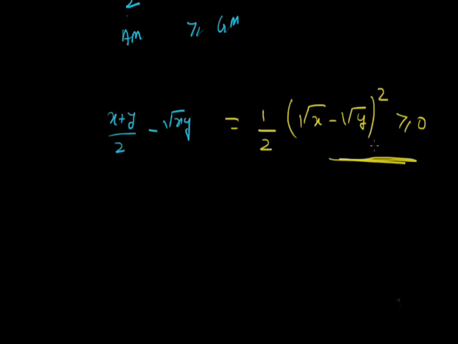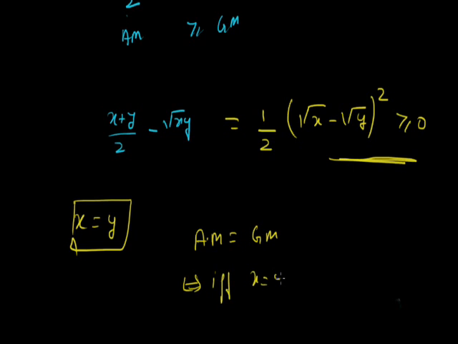Now the important thing is that equality holds only if x is equal to y. Or you can say arithmetic mean equals geometric mean if and only if x is equal to y. If x is equal to y, we can say the arithmetic mean is equal to the geometric mean, and vice versa. So whenever we get the square root of xy equal to (x plus y) by 2, it means x is equal to y, right? Now this is the proof.